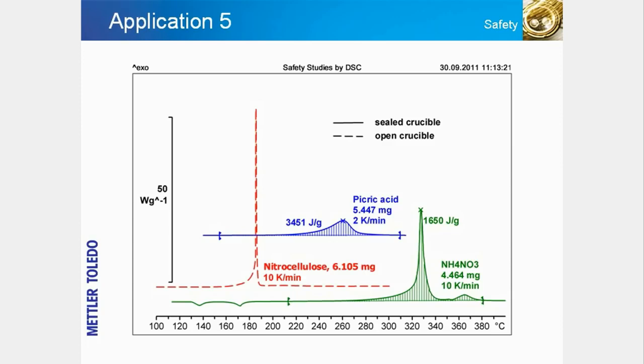To safely process and store chemicals, it is important to know the temperature at which they start to react, the reaction rate, and the energy released in the reaction. The safety measures that have to be taken when processing or storing a particular substance can then be assessed. Chemical substances that contain one or more nitro groups are well known for their explosive potential.